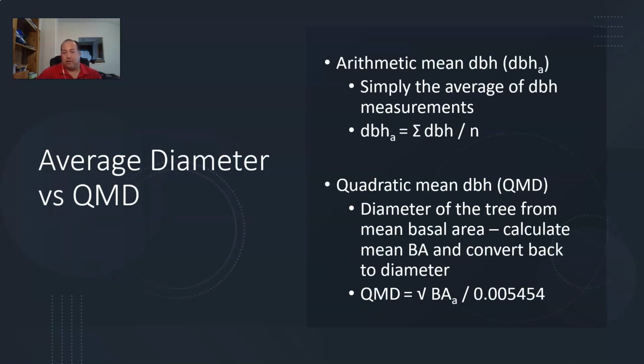So what's the difference? Here are the formulas. If we just wanted average DBH, we'd take all of our DBHs, sum them up, and divide by our number of trees. That would give us our average DBH.